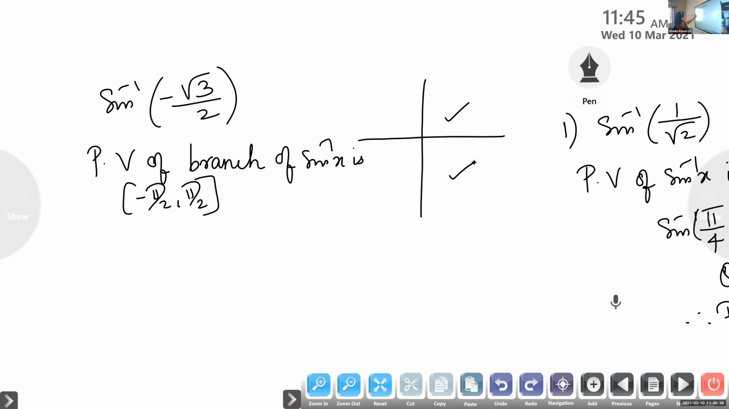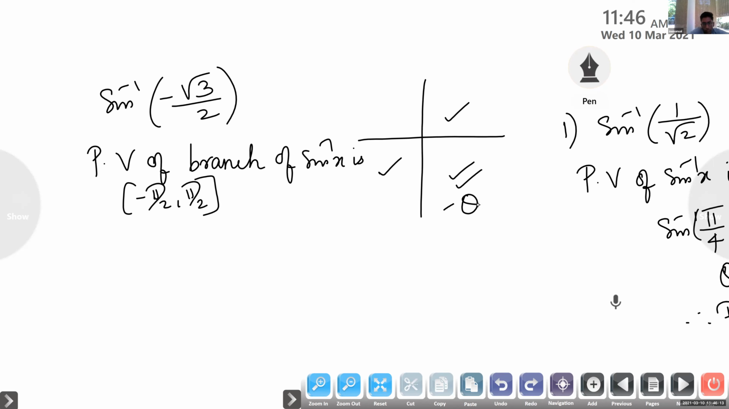Now look at the question. What is given? Sine inverse of minus root 3 by 2. Look at the argument there. It is negative, isn't it? We have a negative value there. So sine will be negative in which quadrant? Third and fourth. So where are you getting two common ticks? Fourth quadrant. Fourth quadrant means what is the format? It is minus theta, isn't it?